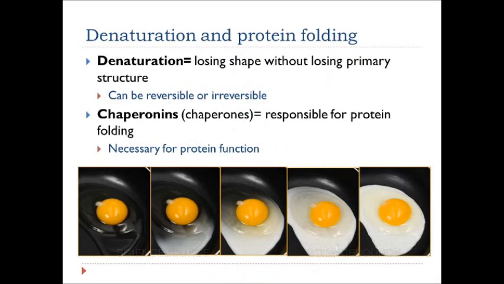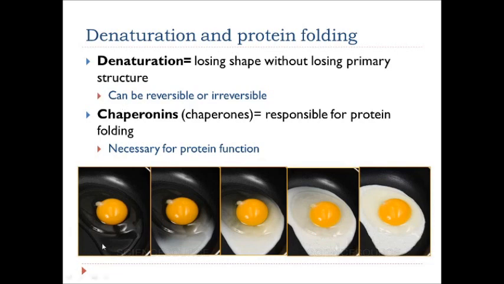We talked a little bit about denaturation when we first started proteins. In denaturation, the protein loses its shape without losing its primary structure. This can be reversible or irreversible. Sometimes by just taking the protein out of this non-ideal condition, it can reverse that denaturation and turn that protein back on. But sometimes it's permanently changed.